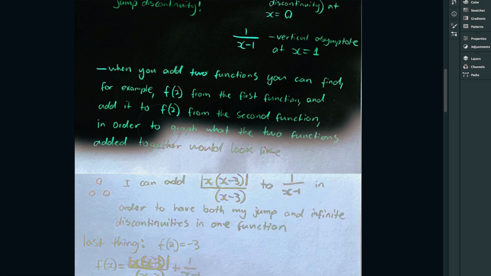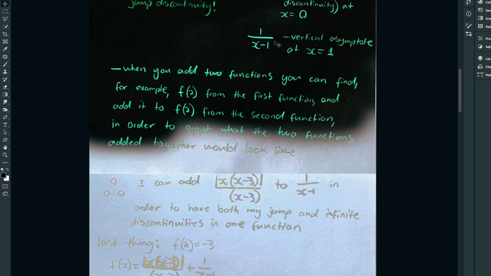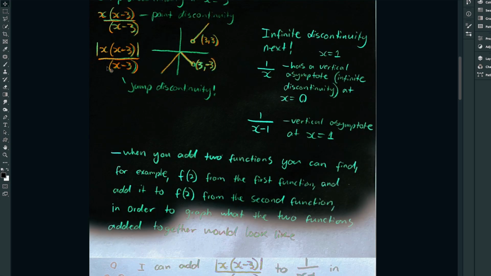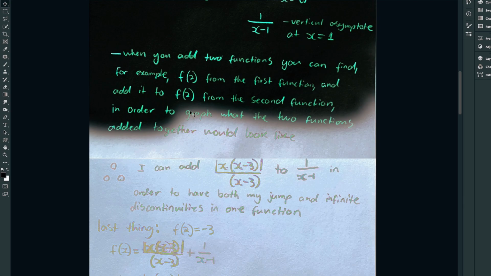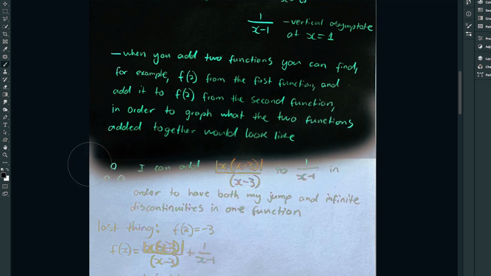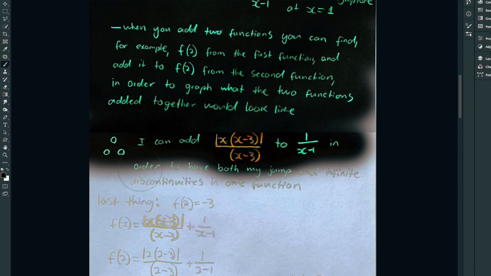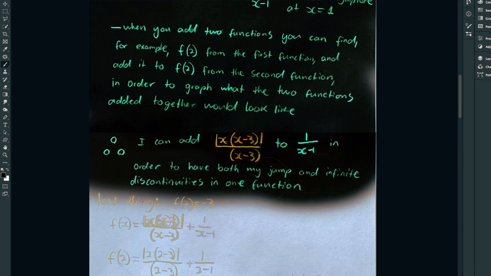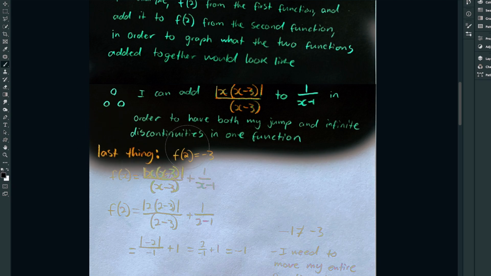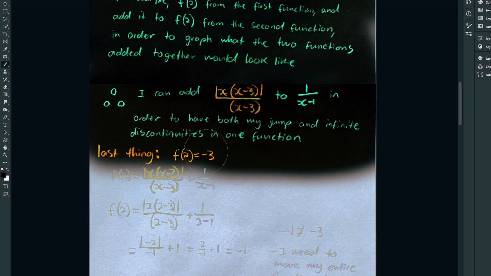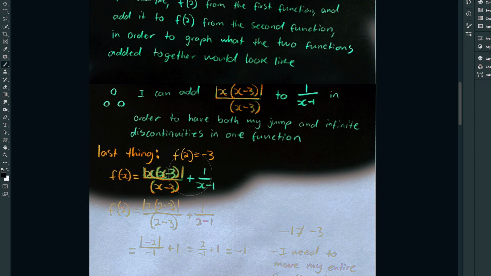So I figured that I could take this function here, my rational function, and simply add it to my jump discontinuity absolute value function. So I'd add that to that, and that would create the infinite discontinuity from that vertical asymptote at x equals 1. Because since that asymptote is infinite, adding it to another function will make almost no difference to the asymptote. So it'll still maintain its properties. So that's what I had so far.